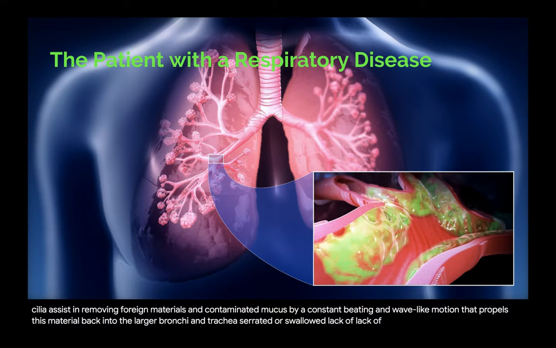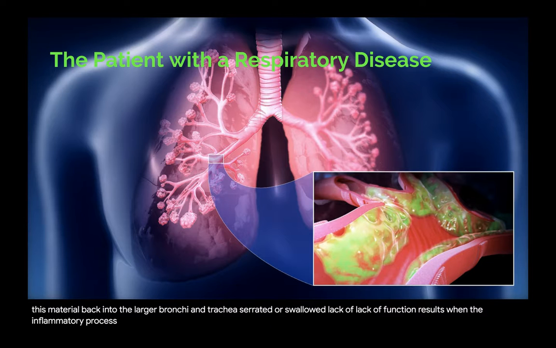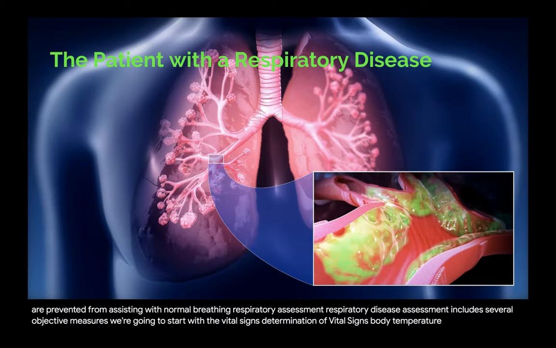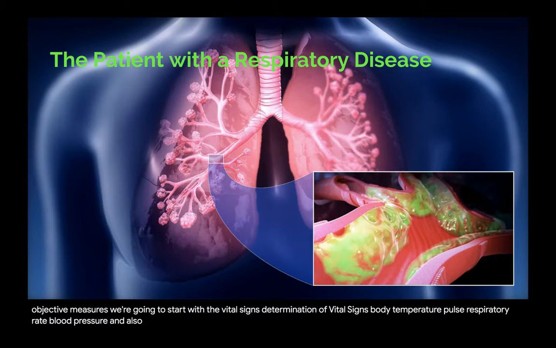Loss of function results when the inflammatory process of asthma and chronic bronchitis initiates an overabundance of mucus. Congestion is created and the cilia are prevented from assisting with normal breathing. Respiratory assessment. Respiratory disease assessment includes several objective measures. We're going to start with vital signs. Determination of vital signs, body temperature, pulse, respiratory rate, blood pressure, and also smoking status is considered standard procedure in dental patient care.